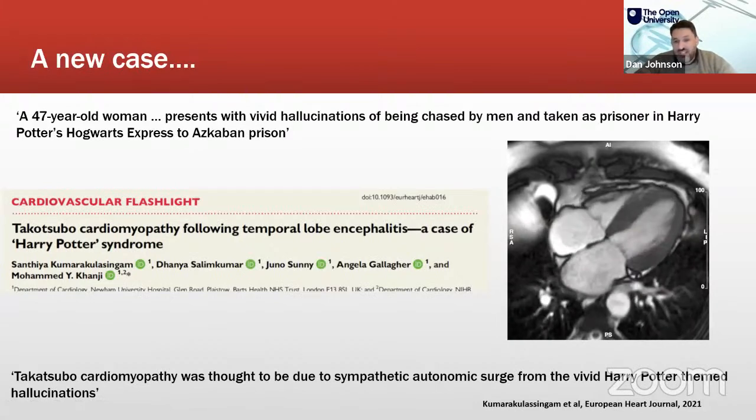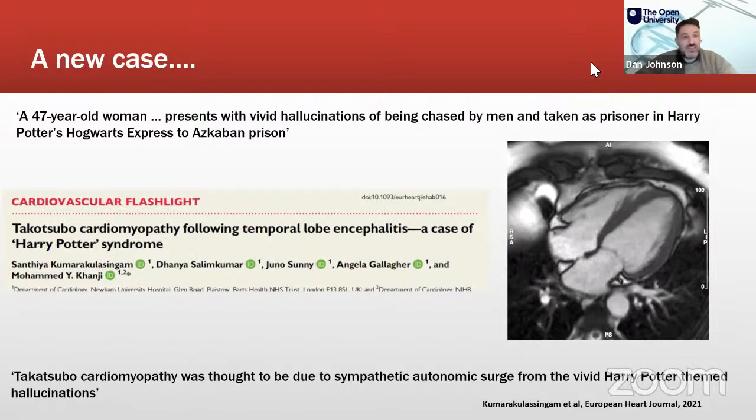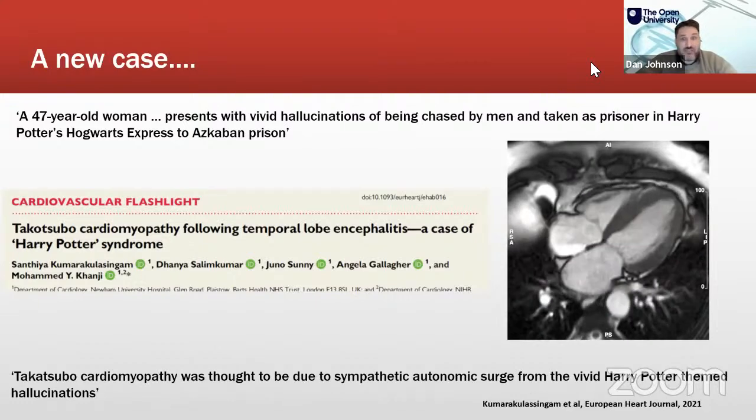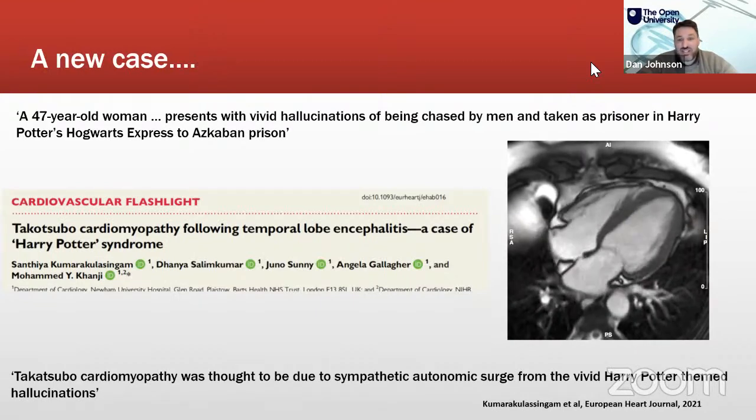Good news here is most of this syndrome is reversible. So most of these patients recover, but it's just something to be aware of from these different aspects. And then basically in this situation, it was thought this cardiomyopathy was because of this sympathetic autonomic surge from these vivid themed hallucinations. So I thought that was an interesting case study.